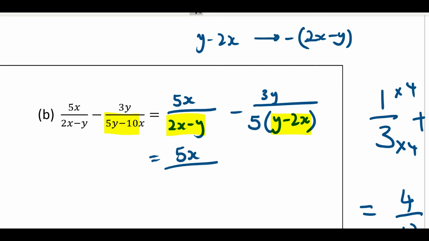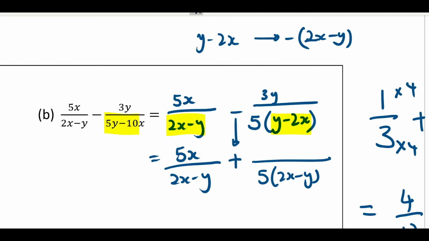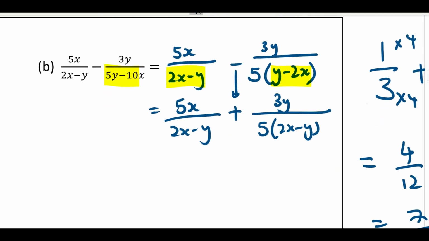So this is 5x over 2x minus y. If I want to change this denominator to 2x minus y, this sign here will become plus, because there's a minus on the outside here, it will affect this minus, that's why it will become plus 3y. This step is super important.